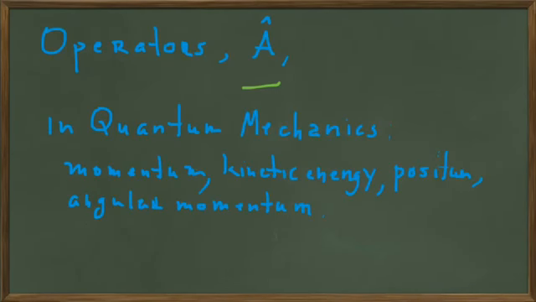So the operators that we're going to talk about are the operators of quantum mechanics, and they are entities, physical entities like momentum, kinetic energy, position, and angular momentum. I'm going to write down the Schrodinger equation in operator form on this next blackboard, and we're going to identify where the operators are and what they are operating on.